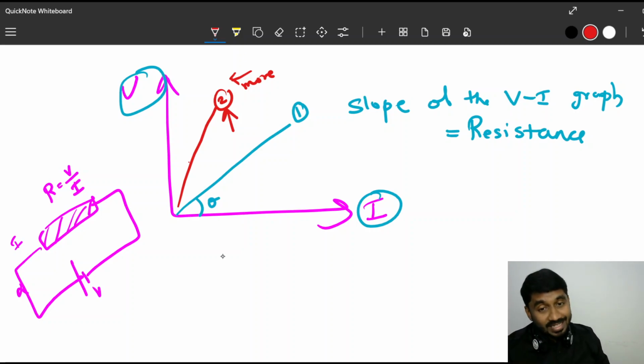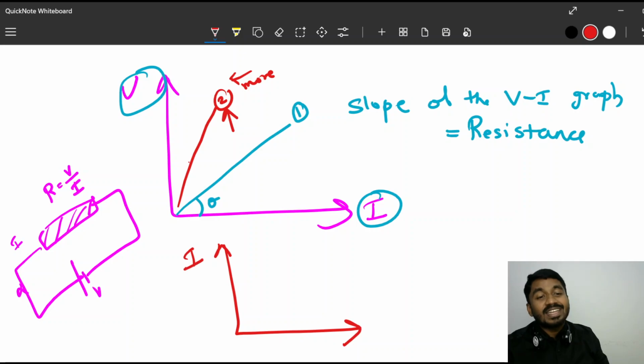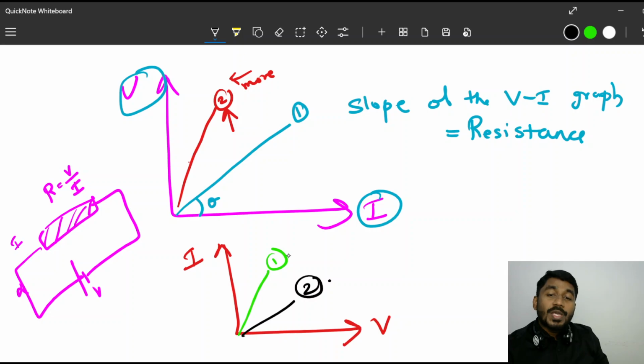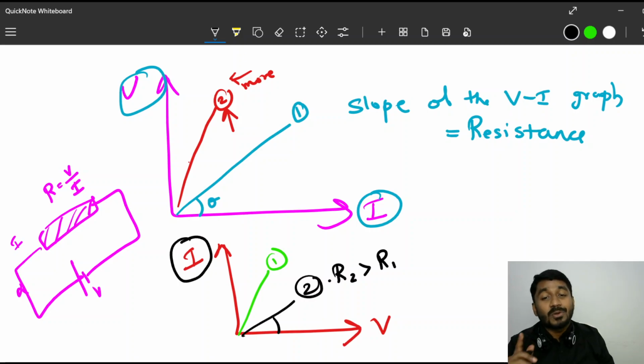But in the grade 10 CBSE 2024 exam, they gave current on the y-axis and voltage on the x-axis. In this case it is just reversed, so this is the first conductor and this is the second conductor. Here, the one with less slope will have more resistance. So the resistance of 2 will be greater than the resistance of 1. You have to take care: don't give the answer directly, just check what is on the y-axis and what is on the x-axis. These are the important things in this chapter.